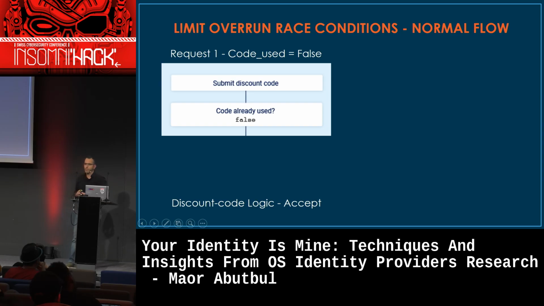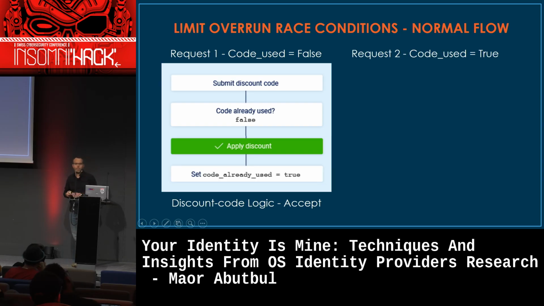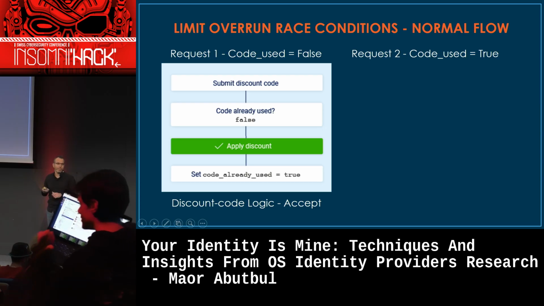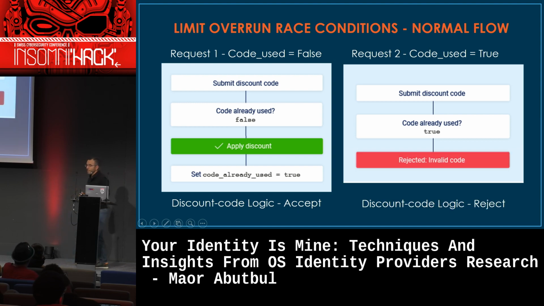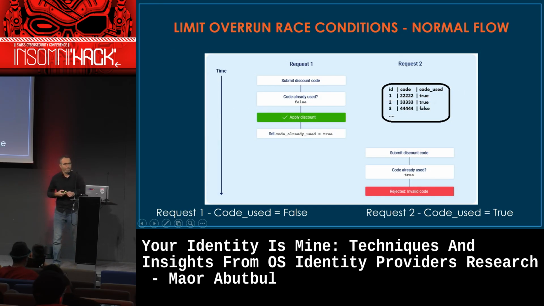A request arrives with a discount code. The code is verified, and since it's not used yet, it will be accepted and applied. We also set the variable to used. Then later, a second request arrives with the same discount code. This time, the request will be rejected. From a timeline view, the first request arrives, accepted, then the second request arrives and rejected. This is the expected behavior.